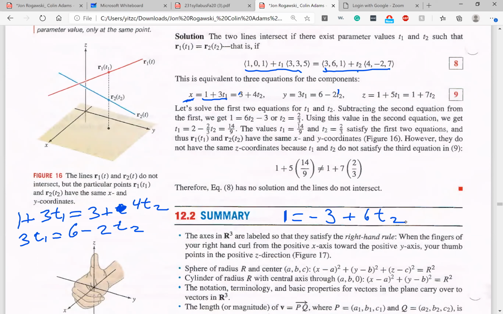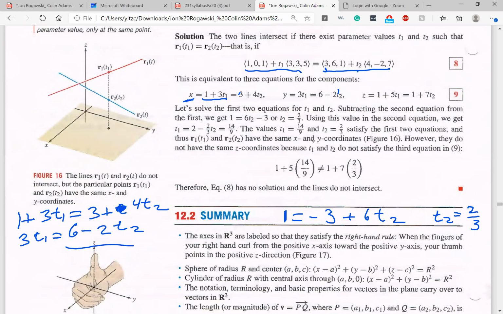So now solving for t2. So this is going to give us 4, and you're going to have 4 divided by 6. So t2 is going to be 2 over 3. Okay, so now that we know what t2 is, we can figure out what t1 is by substituting t2 into this equation, for example. And they do that for us, and they tell us that t1 is equal to 14 over 9. So right now we have t1 is 14 over 9, t2 is 2 over 3.